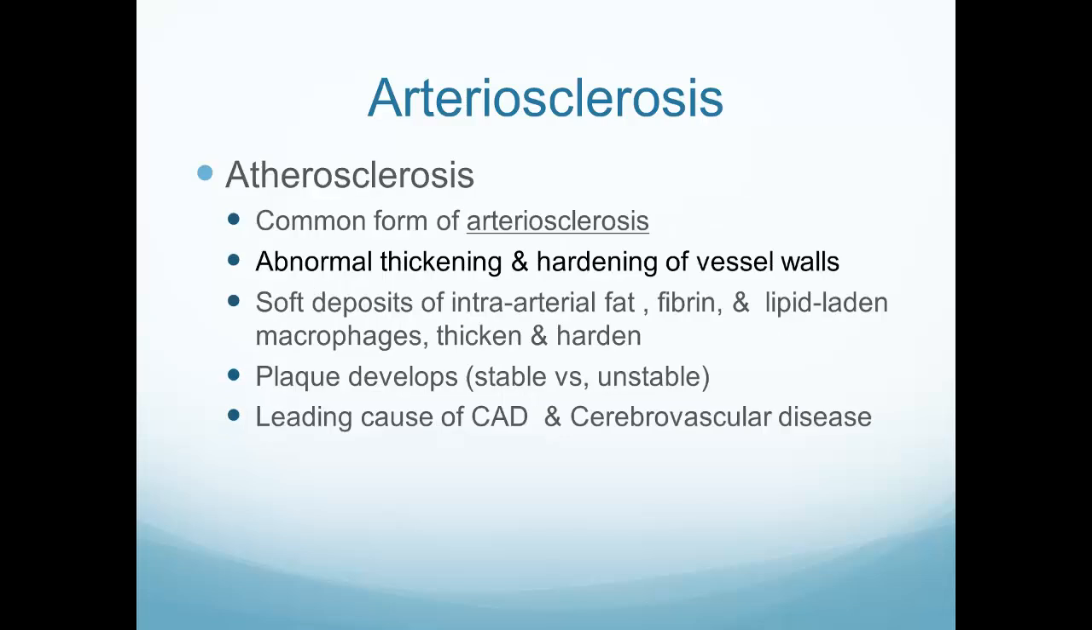So it's an abnormal thickening and hardening of the vessels. We get these deposits inside the lumen of the vessel that they call a fatty streak. But this little fatty streak starts there, and it starts collecting other things on it, like fibrin, like platelets, etc. And then it starts to become harder. And as it becomes harder, it's going to cause more turbulence and possibly cause a clot.